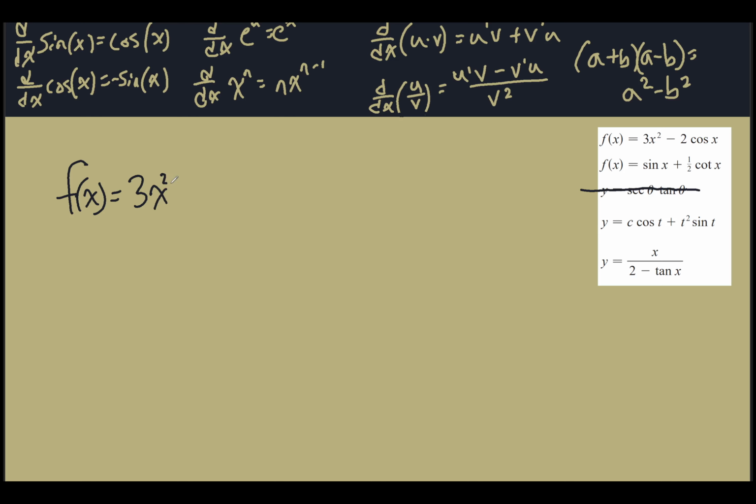3x squared minus 2 cosine x. Now these are separated by simple addition, which means we can use rules separately to solve them. This one's a power rule, straight up. You've done this a number of times now. And the minus 2 is not part of the x function, it's just a multiple, so that will stay the same. And the derivative of cosine, well, we have it right here, don't we? It's negative sine.